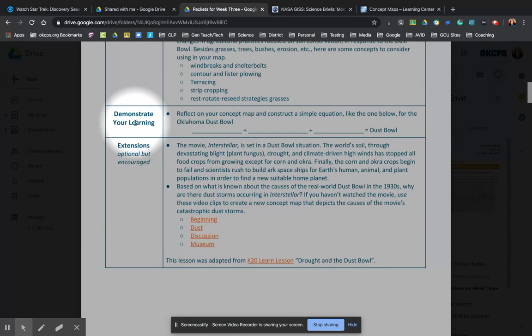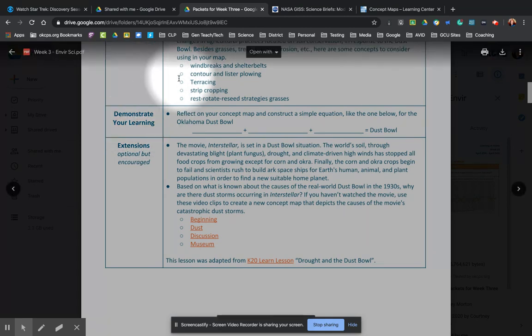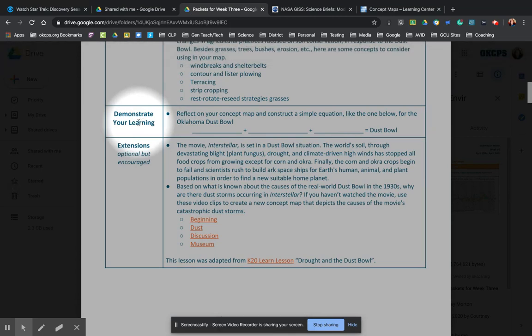Next, we'd like you to demonstrate your learning by filling in this simple equation. And don't be lazy. The answers are not climate plus ecosystems plus humans equal Dust Bowl. Those are not the answers. So look at the information that you saw above. Think about some of those vocabulary words that you learned in there and create an equation that equals the causation of something like the Dust Bowl.